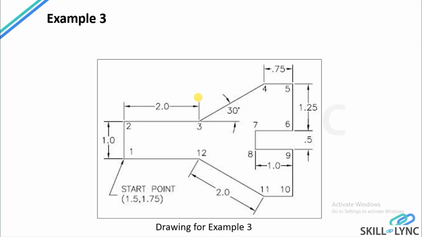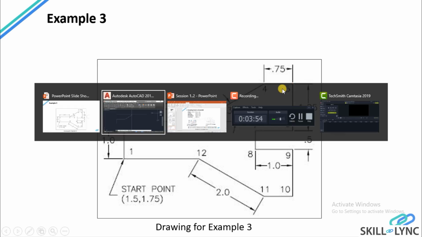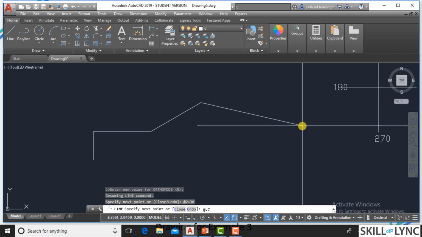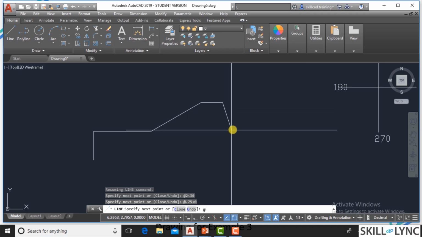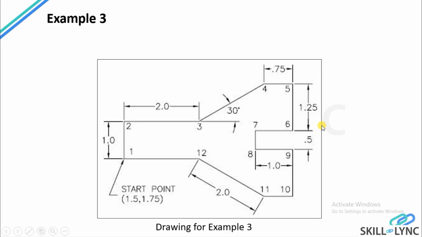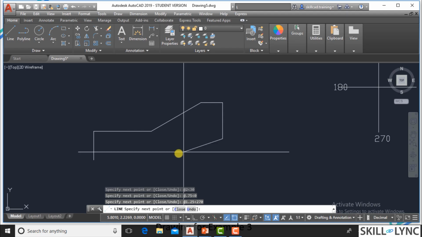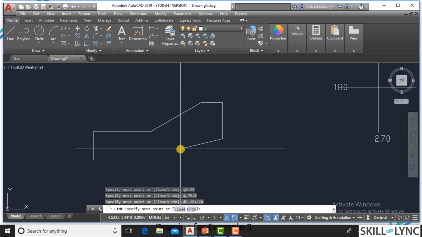The length is 0.75 and the angle is 0 degrees. So from 4 to 5, you say @0.75<0. Here you are. The length is 1.25 and the angle is 270 degrees with the x-axis, so @1.25<270. Here we go. Great. The length is 1 unit and the angle is 180 degrees with the x-axis, so @1<180.